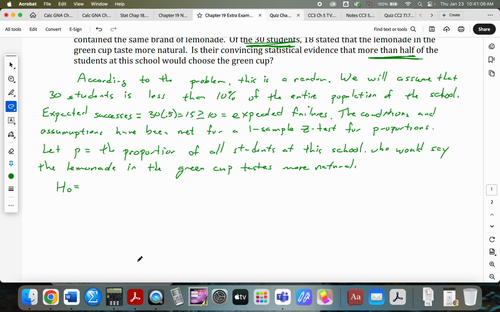You guys are trying to make this too hard. The null hypothesis is that P is a half. We're going to test to see if their assertion or our question is that it's more than half. So our alternative hypothesis, I always put an equal sign and I shouldn't, is that P is greater than a half. Because it does say more than half. So the alternate hypothesis is what they give us in the problem. Yeah, that's what we're trying to test for.